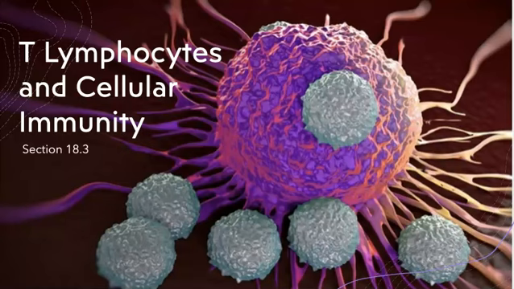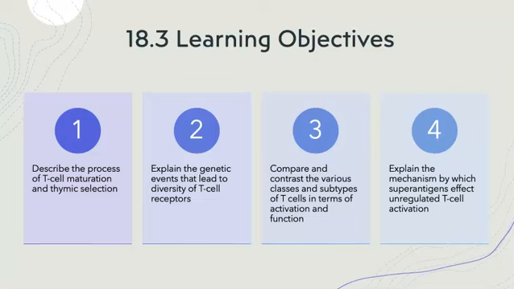And we're going to see the interplay of our humoral immune system in the next section. But for now, we'll focus on cellular immunity, and we want to achieve these learning objectives: to be able to describe the process of T cell maturation and thymic selection, and explain the genetic events that lead to diversity of T cell receptors. We want to compare and contrast the various classes and subtypes of our T cells in terms of activation and function, and explain the mechanism by which superantigens affect unregulated T cell activation.